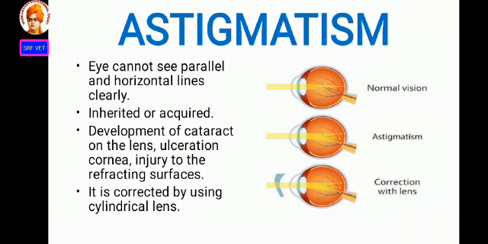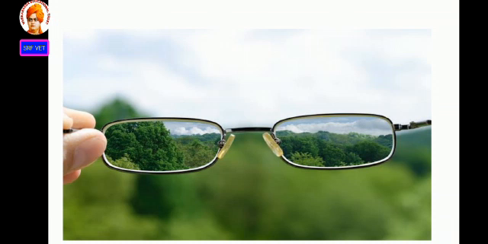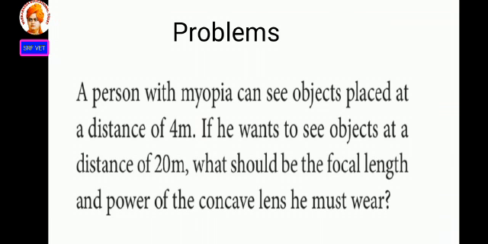It is inherited or acquired. It is due to the imperfect structure of the eye lens, because of the development of cataract on the eye lens, ulceration of the cornea, or injury to the refracting surface. This can be corrected by using a cylindrical lens, that means a toric lens. This is the cylindrical lens, and it corrects the astigmatism defect. The next one, related problems.